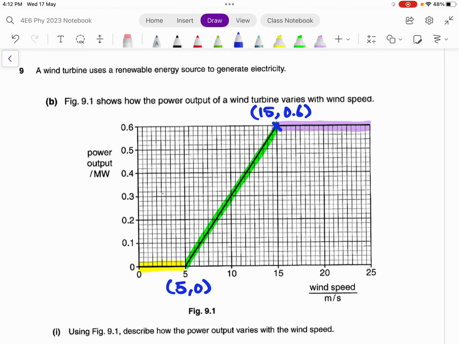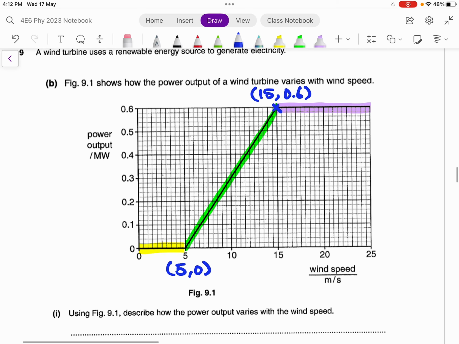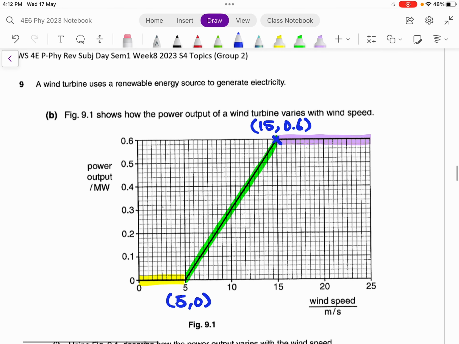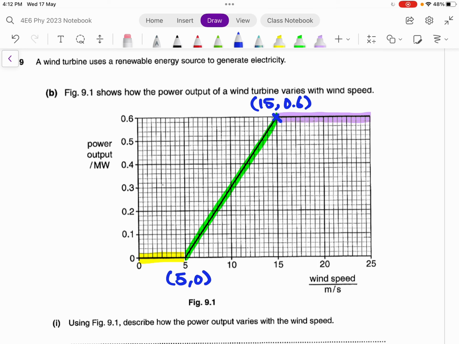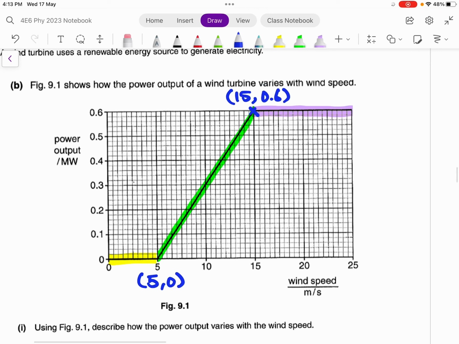Okay, for question 9, again, I want to check whether you are able to describe this graph and what it means to the marker, which many of you are able to. Somehow you are able to see that you need to break the description into 3 parts. Many of you tell me that for the yellow part, there's no power output. For the purple part, the power output stays constant at 0.6 megawatt.